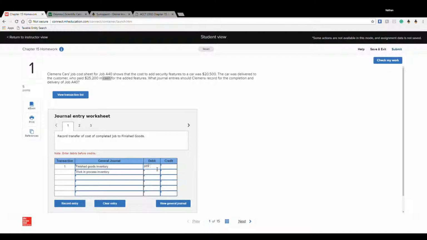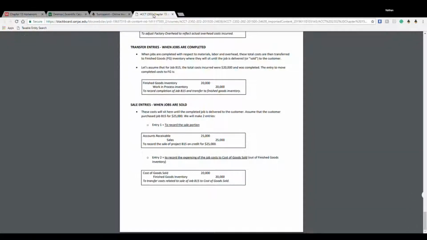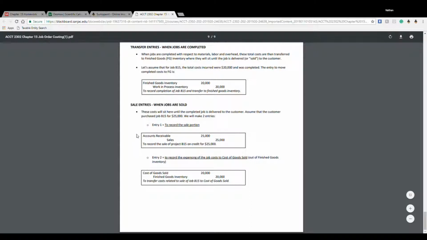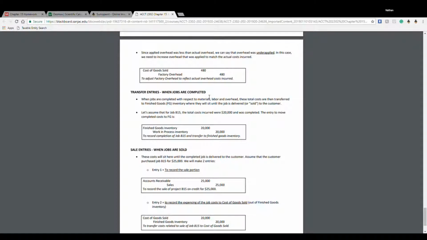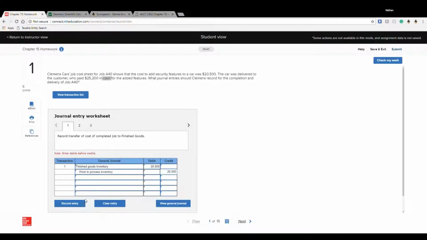So $20,500 for me. Remember, your numbers are going to be different, so don't put in the same numbers. The key here is for you to understand what is going on. Yes, you get help with the homework, but why is it like this? If I reference my notes, I can go right to here, and there's the journal entry when jobs are completed. That's why it's always good to have the notes out to help with the homework.